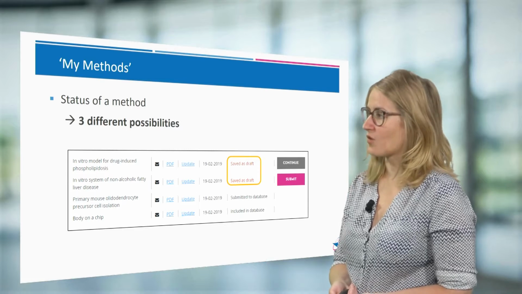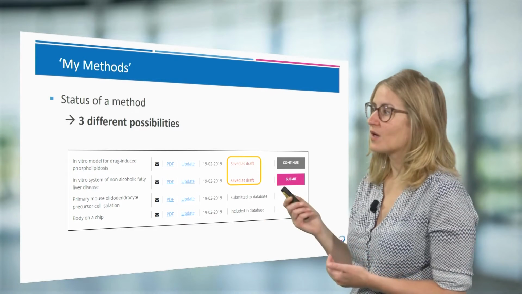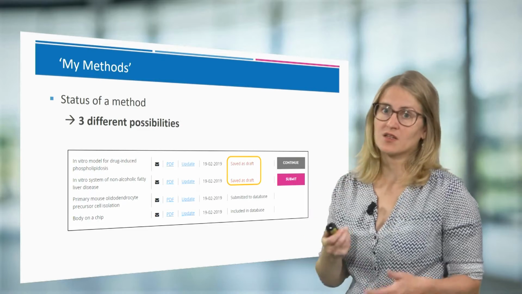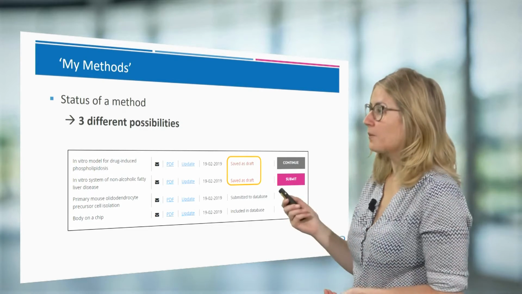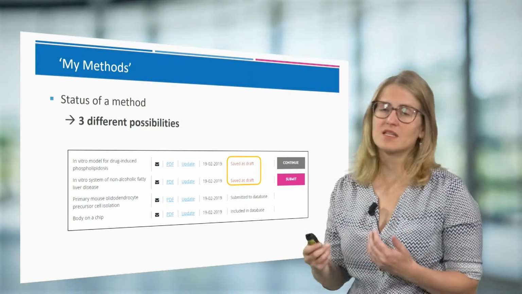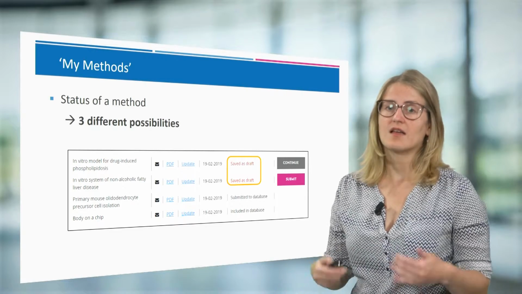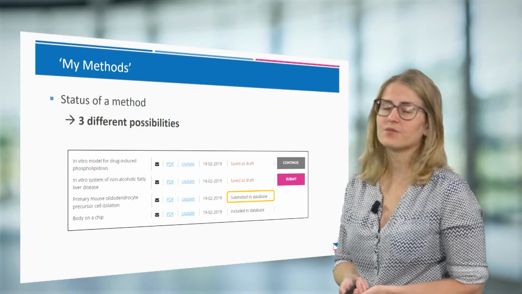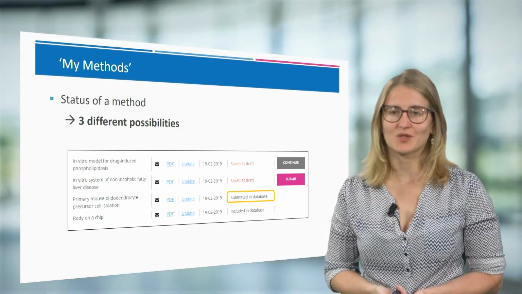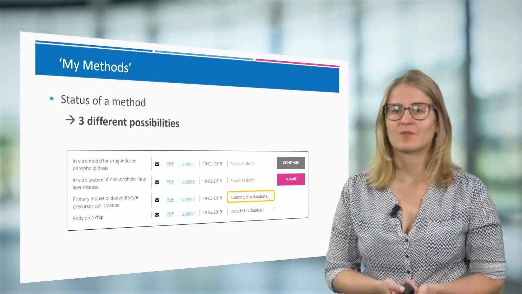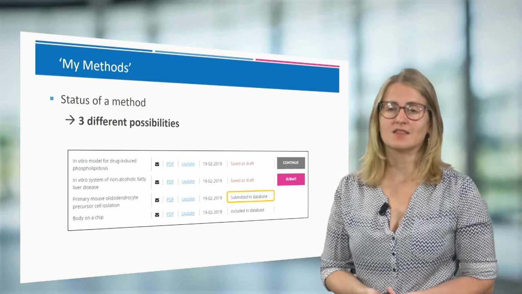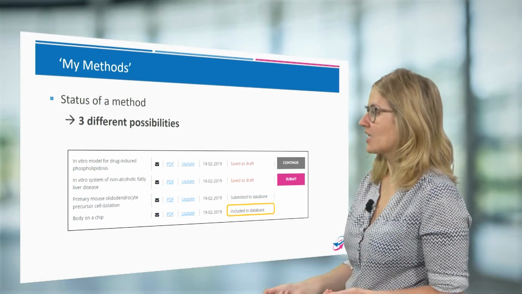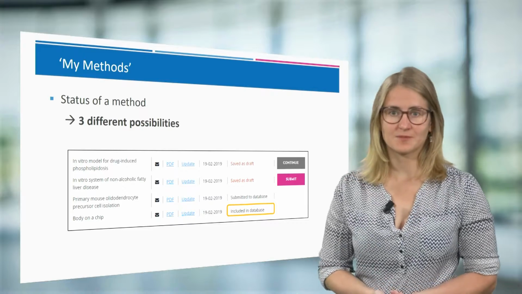Firstly, saved as draft, and here you can see you have 2 different options. Either you have a gray button Continue, this means you did not complete all mandatory fields, or a pink button Submit. This means that all mandatory fields have been completed and you're able to submit the method to the database. After clicking the pink button, the status of your method will change into Submitted to Database. We will get an automatic email that a new method has been submitted to the database. We approve it, and then the status will change to Included in Database.